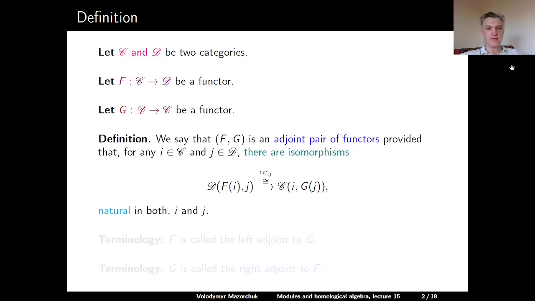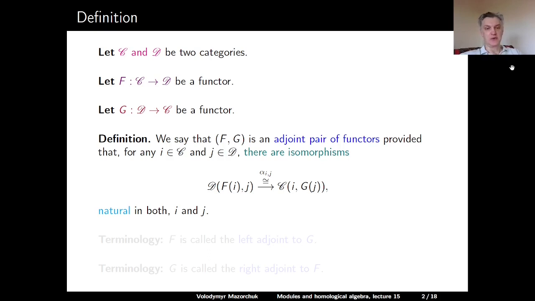We say that the pair F, G is an adjoint pair of functors, provided that for any object I in the category C and any object J in the category D, there are isomorphisms alpha_{I,J} between the set of all morphisms in D from F(I) to J and the set of all morphisms in C from I to G(J), and these isomorphisms alpha should be natural in both I and J.